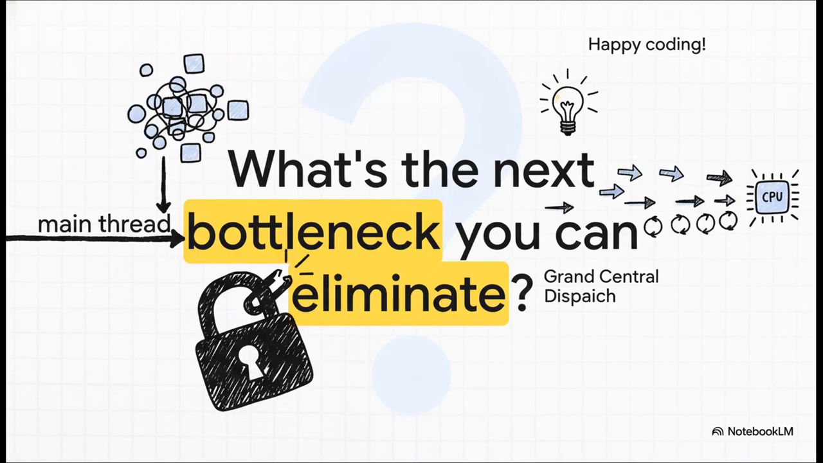So, I'll leave you with a challenge. Go take a look at one of your own projects. Where is the main thread doing too much work? What's the next performance bottleneck you can track down and eliminate using the power of GCD?